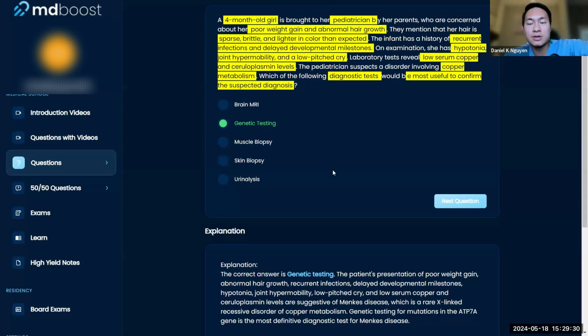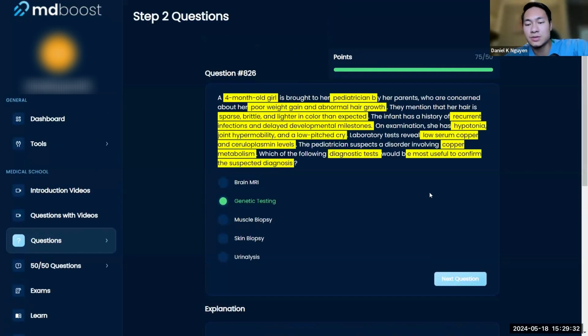And so the best thing you can do, even if you didn't know the diagnosis here, is recognize this as some kind of syndrome, some kind of genetic issue that's causing all sorts of problems. So your best answer here is going to be genetic testing, even if you didn't know it was Menkes disease.